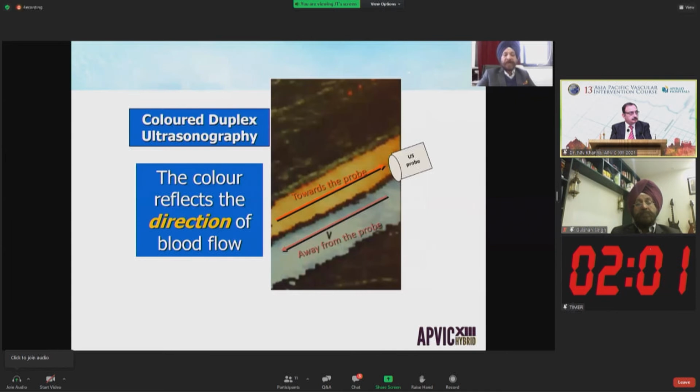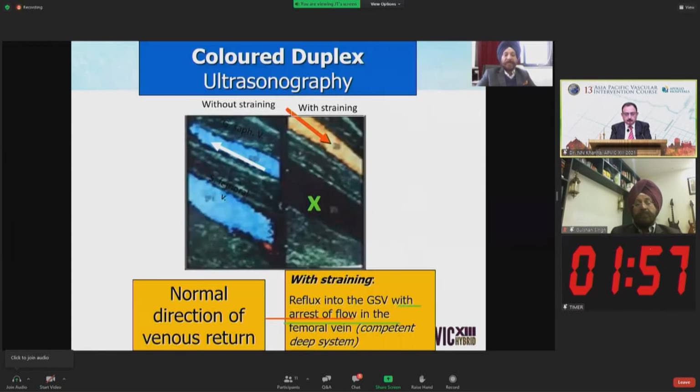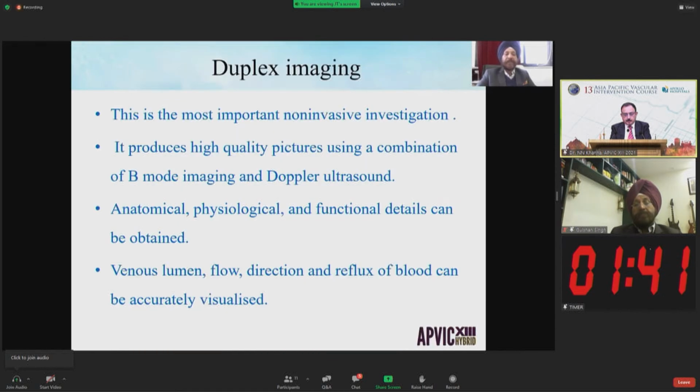The color reflects the direction of the flow, towards or away. The normal direction of the venous return without straining is seen on the left side, and on the right side we can see the reflux into the GSV with arrest of flow while straining in the femoral vein.